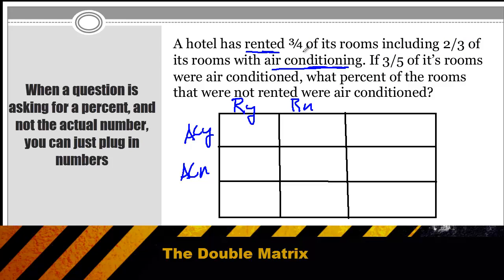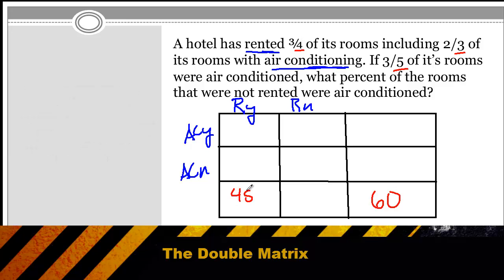So when I look at the fractions we're dealing with, I notice the denominator has a 4, and then a 5, and then a 3. So we want to choose a number that's easily divisible by 4, 5, and 3. So we could say there were a total of 60 rooms to begin with. And then it rented 3/4. And 3/4 of 60 is 45. So 45 were rented, 15 were not.